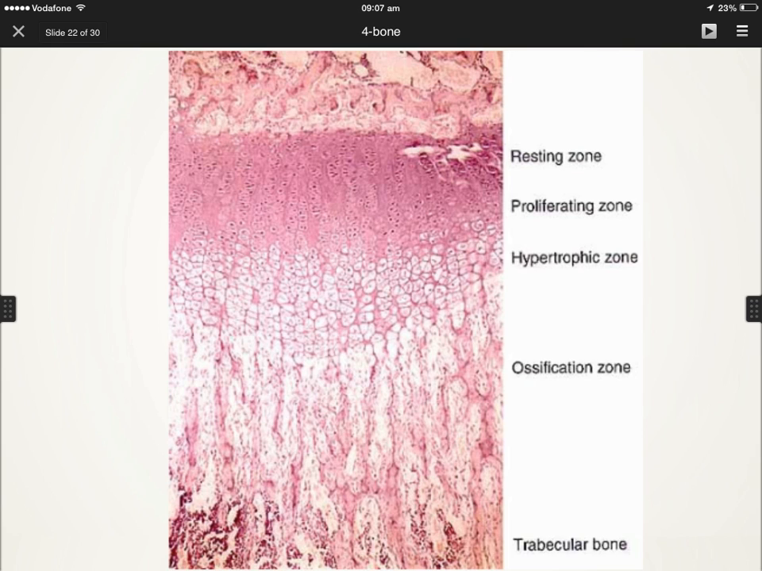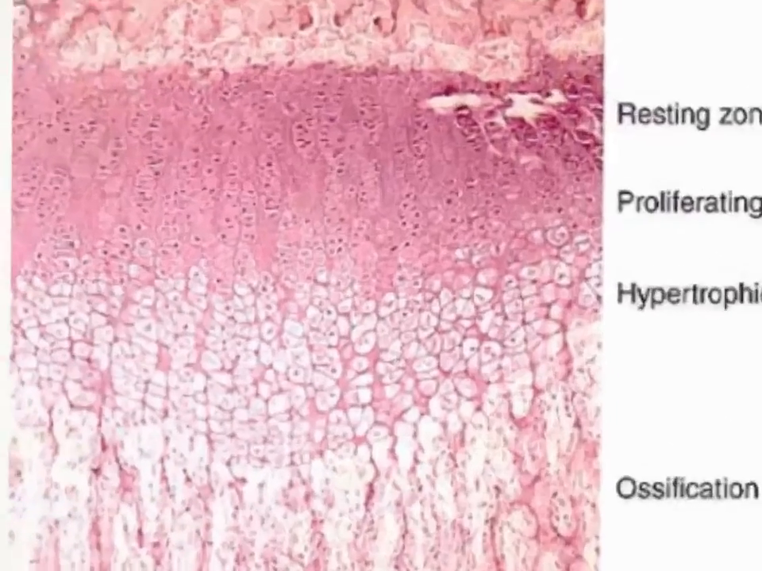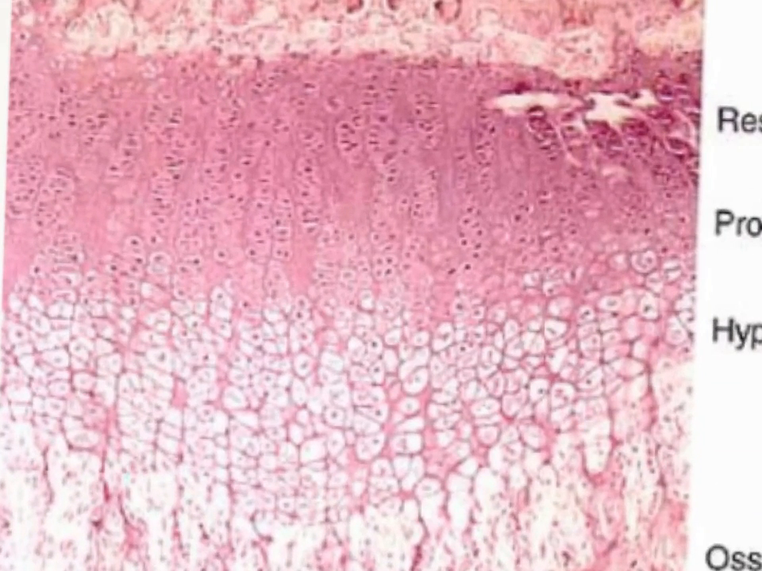Then the cells begin to increase in number by mitosis. So we have columns of cells above each other. So here we have the discrete cartilage cells, and then the cells have proliferated, increased in number, and become arranged above each other like coins.